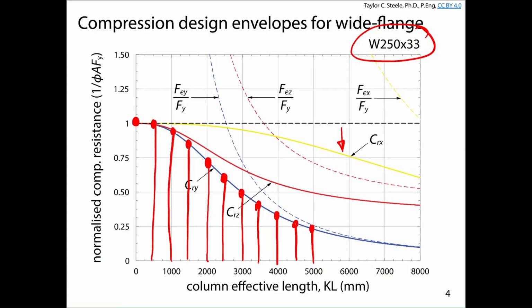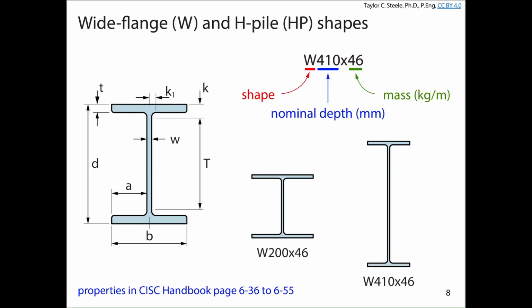So they are discrete values of length. It's not continuous like the curves that we have here. Usually every 500 millimeters or every 1,000 millimeters, we have compressive resistance values that are tabulated for us in the handbook. So the first question that comes up is, what kind of section is to be used as a column, and why is a W250 by 33 shown in this particular instance?